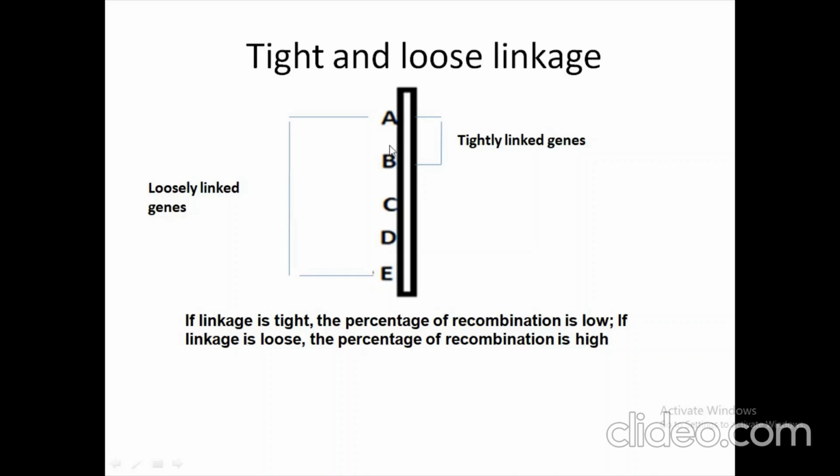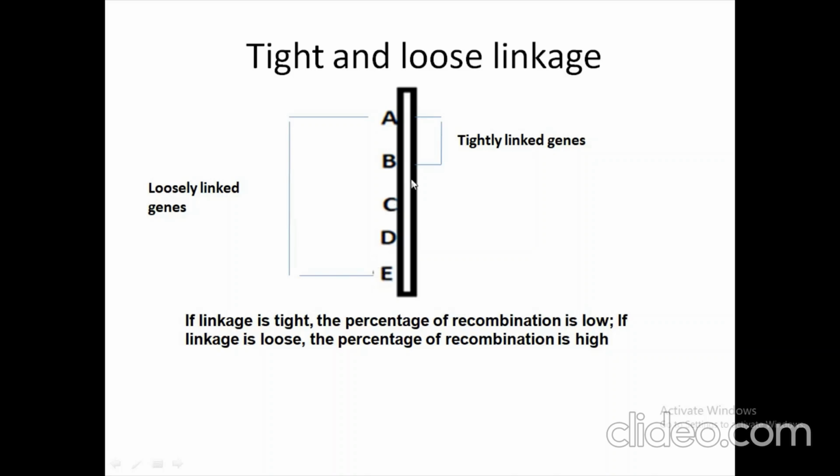And their frequency or percentage of recombination is very low. It means they tend to remain linked. They rarely separate, or you can say the chances of their separation are very less. Similarly, if the distance between any two genes is more, say for example A and C, A and D, A and E, B and E, then they are said to be loosely linked, and their frequency or percentage of recombination is very high.